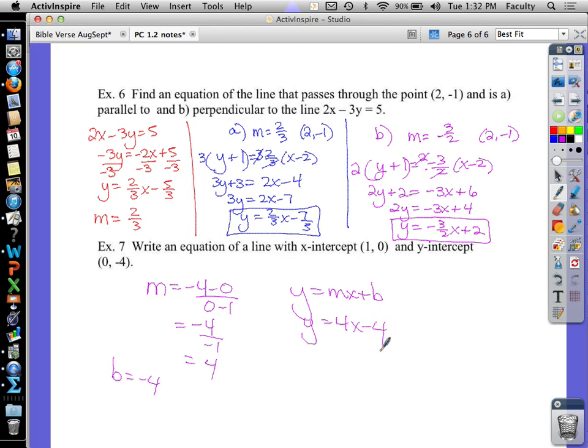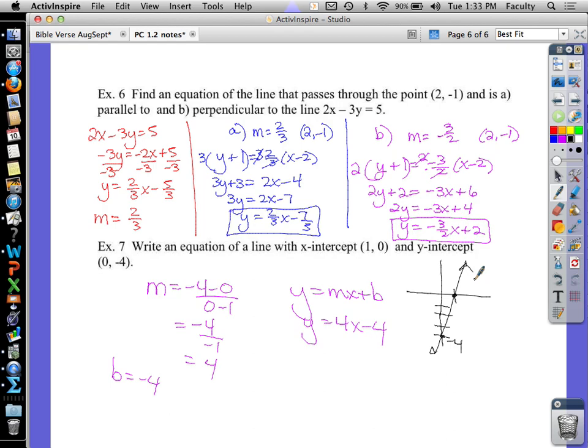I like what I saw on Lydia's paper. Lydia, tell me, what did you do? She graphed it, okay? She's like, all right, I got a point right here, and she's got a point right there. I loved that. You've got the y-intercept, the b, and then rise over the run. Your m is 4.